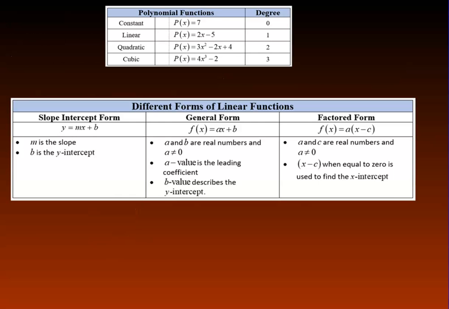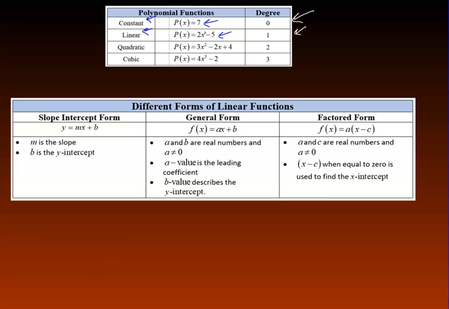Okay, so let's look at our functions a little more carefully. Polynomial functions. A polynomial function with a degree of 0, like p of x is equal to 7, is considered a constant function. When the degree is 1, you have something like p of x is equal to 2x minus 5. Again, the exponent here is a 1, and that's why its degree is 1. We call those linear functions. We've worked with those already.